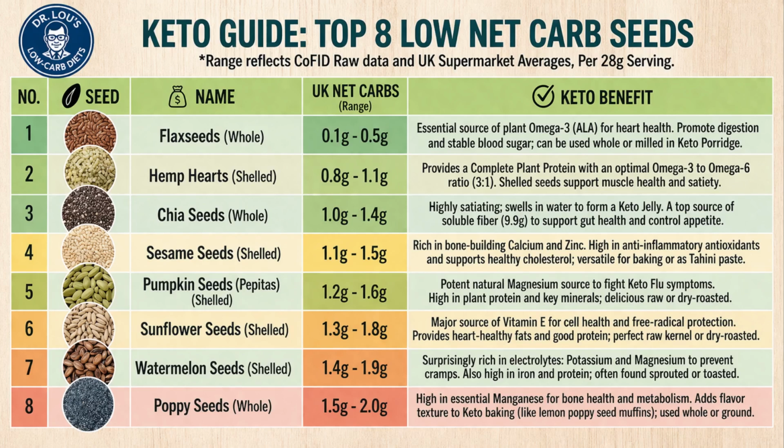It can be used as well for keto porridges and milled, so you can mill it up and grind it to add it to other things. A lot of keto porridges use this as their main ingredient. Flax seeds, number one. Awesome.